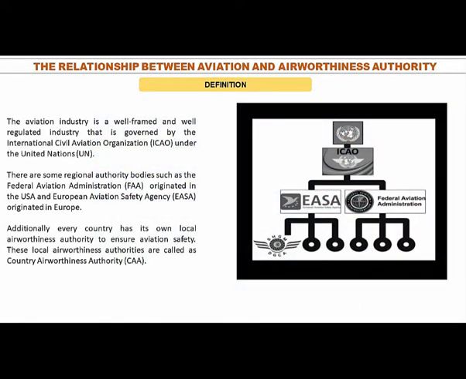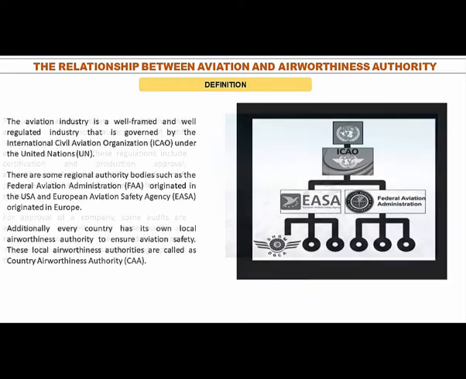The aviation industry is a well-framed and well-regulated industry that is governed by the International Civil Aviation Organization under the United Nations. There are some regional authority bodies, such as the Federal Aviation Administration (FAA), originated in the USA, and European Aviation Safety Agency (EASA), originated in Europe. Additionally, every country has its own local airworthiness authority to ensure aviation safety. These local airworthiness authorities are called Country Airworthiness Authority (CAA).